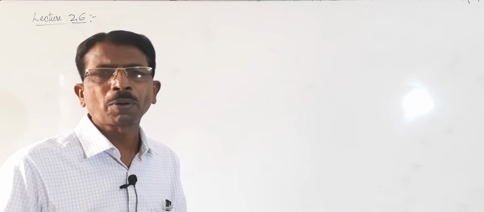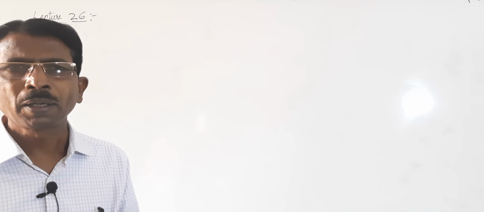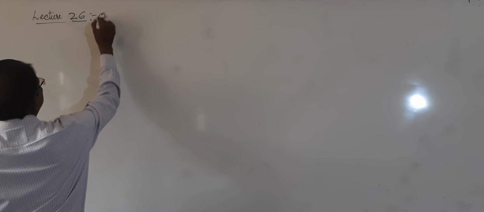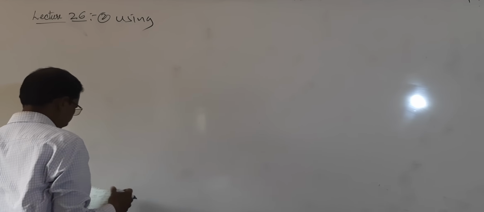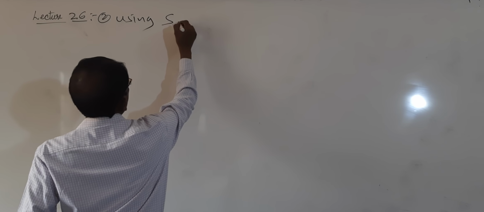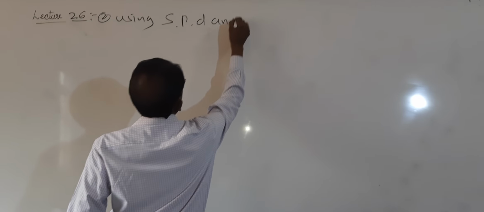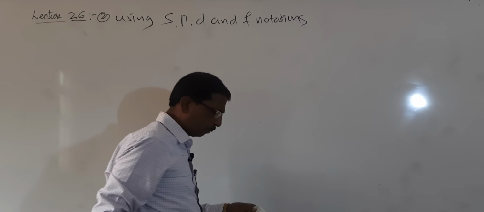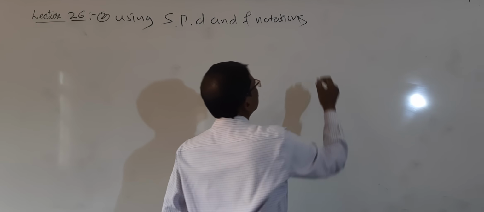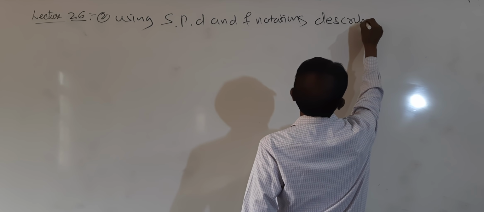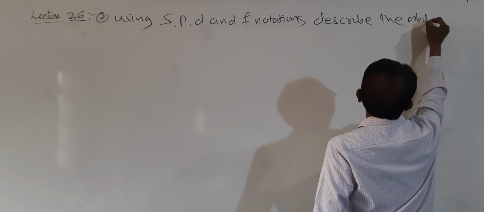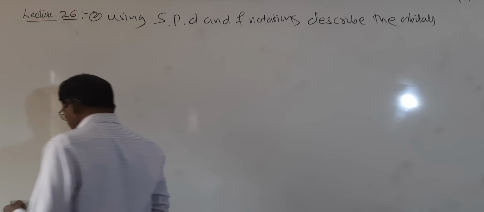Yesterday I completed one problem, and today we will solve another problem on these quantum numbers. Here the second problem is: using s, p, d and f notations, describe the orbitals with the following quantum numbers.